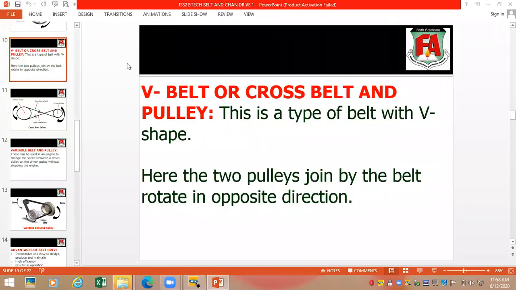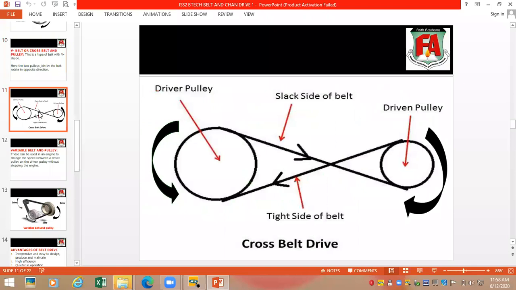Okay, let's look at the picture. The picture will give us a practical example of how a V-belt looks like. Okay, this is a picture of a V-belt. Just as the name implies, V, it forms a V shape. Exactly. Now, look at the diagram very well. You can see there is a driver pulley.